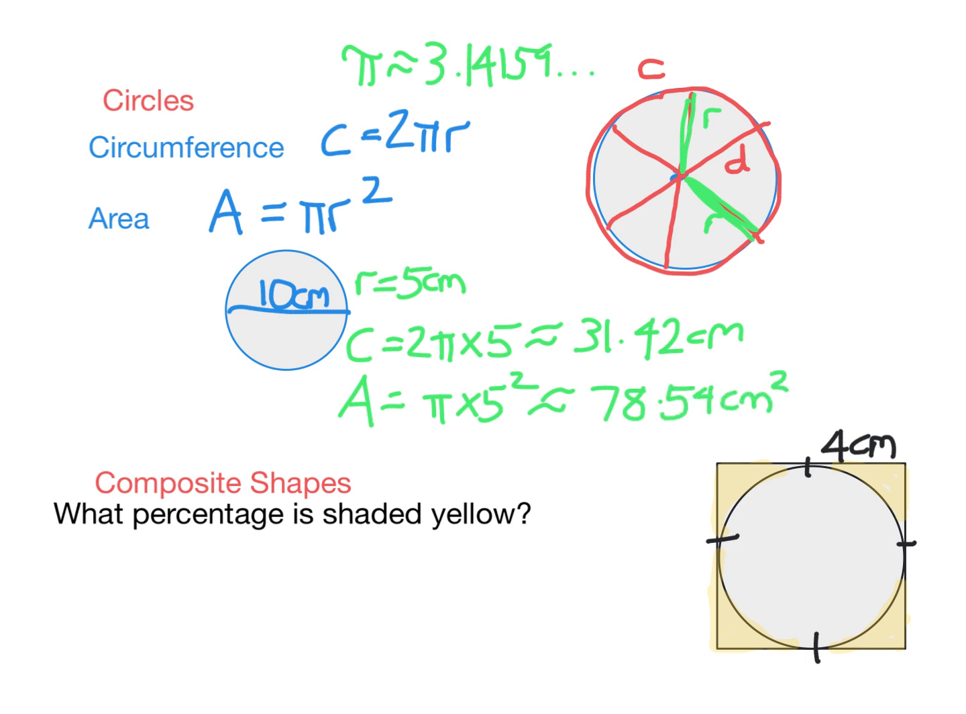Note that the circumference is a distance, it's a length. That's why it was just normal units, but the area is always in units squared. All right, let's look at composite shapes. So that's when you put one or more shapes together.